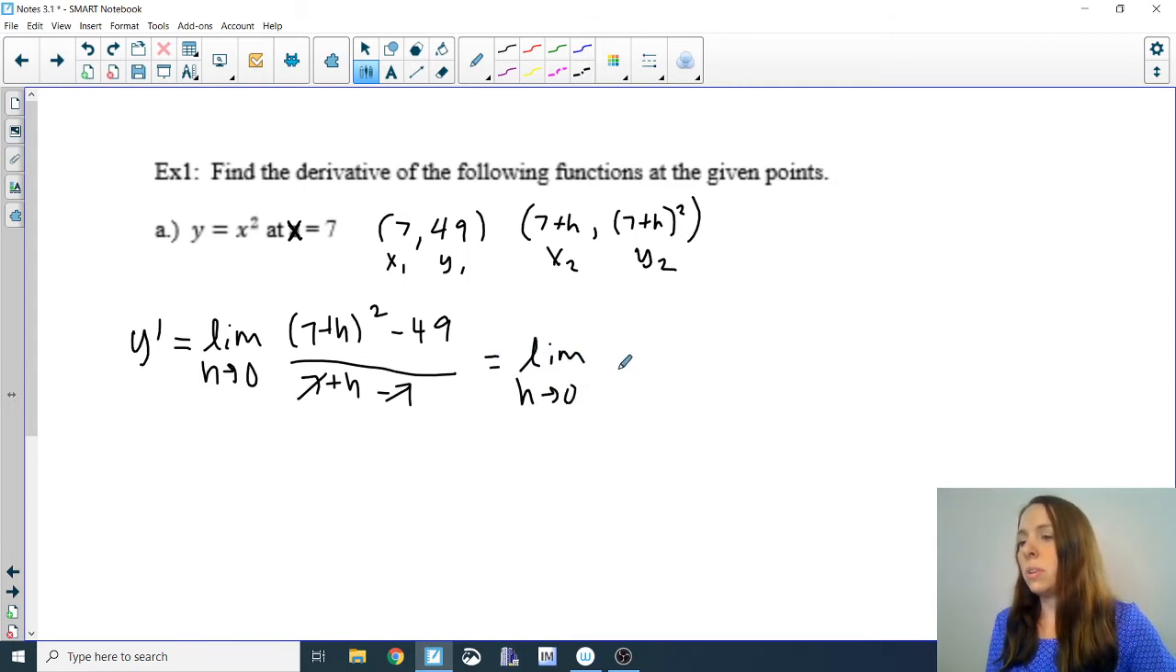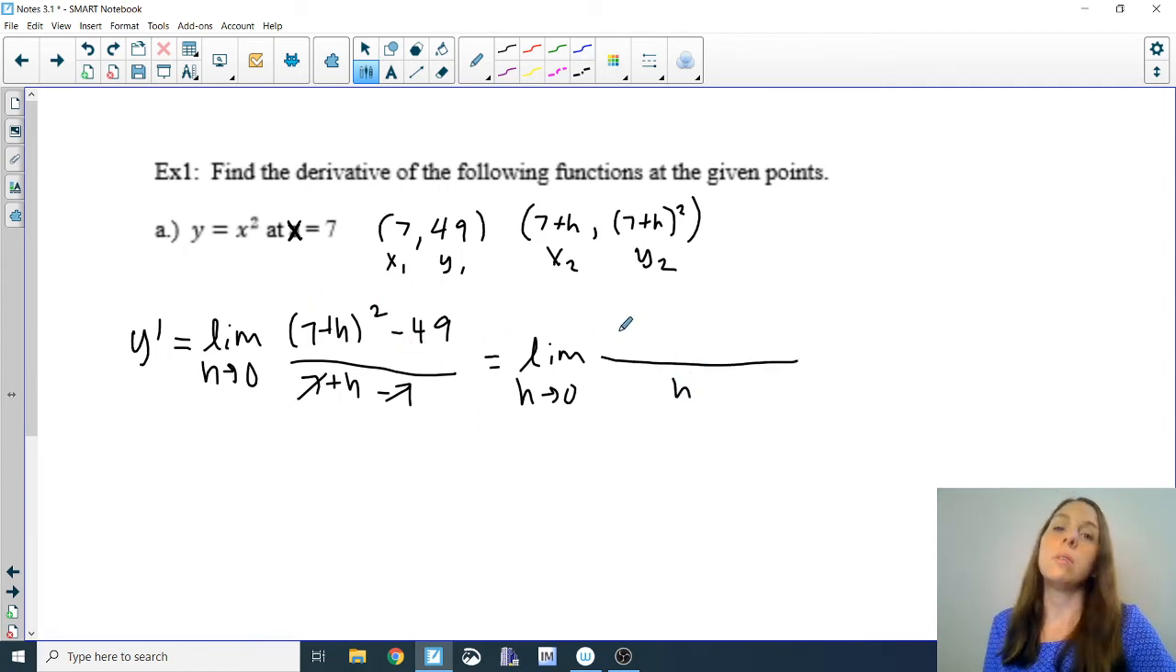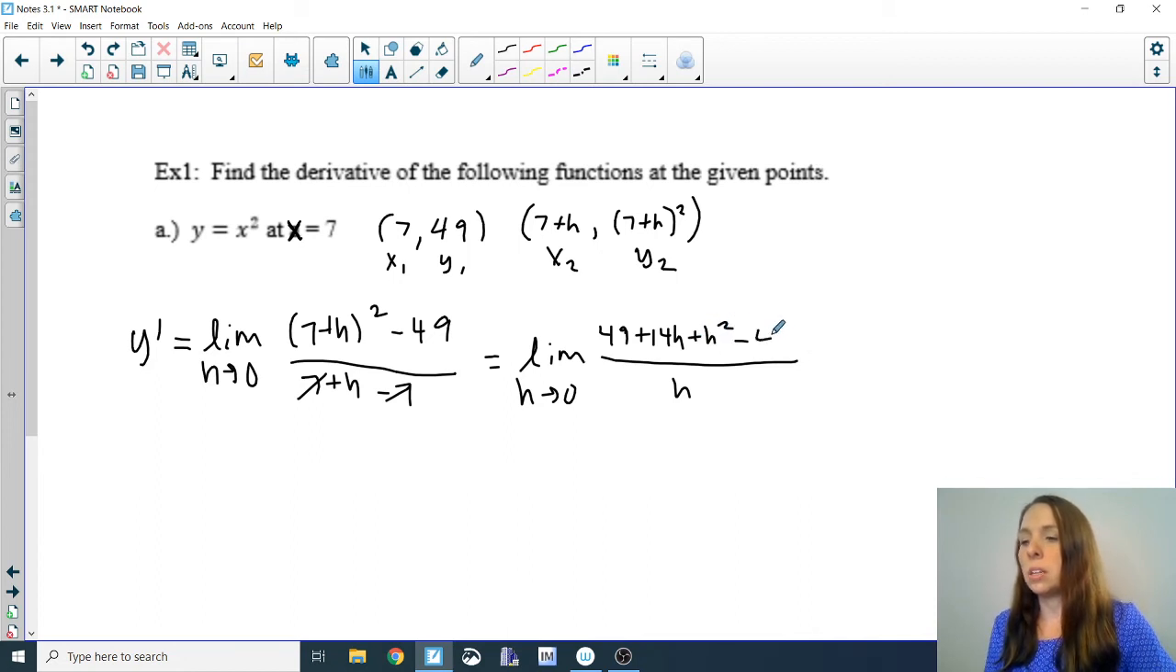H in the denominator. But this is what we need to work on now: 7 plus h quantity squared. You need to distribute 7 plus h times itself, FOIL, whatever you want to call it. And you would get 49 plus 7h plus 7h. Let's combine that to plus 14h plus h squared minus 49.